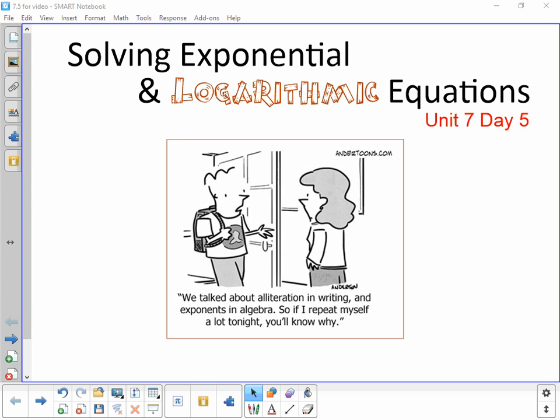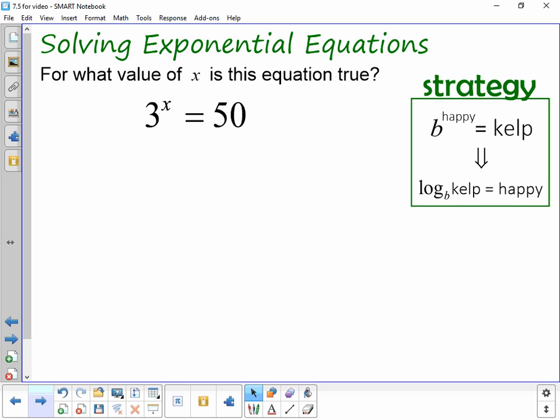All right, this is the last lesson of our log unit. Today we're going to be solving logarithmic and exponential equations. We're going to start with exponential equations. We want to know for what value of x is this equation true? We have 3 to the x power equals 50. Well, we want to get the x by itself. We want to have x equals something.